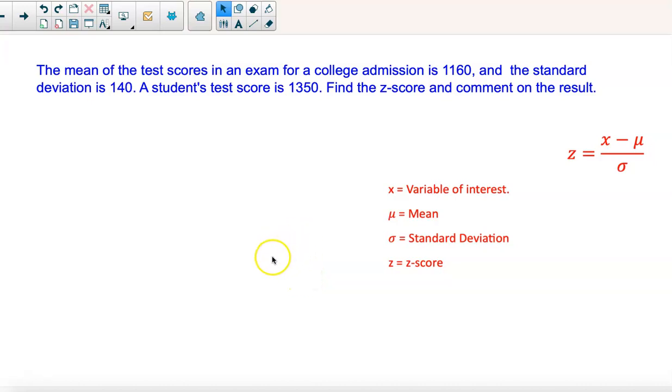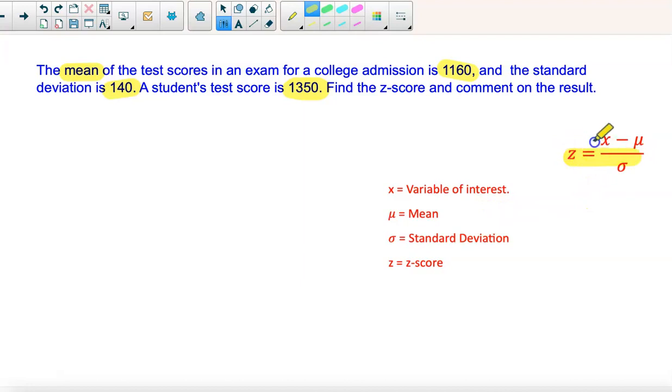So in this video, we are going to learn the process of finding the z-score and commenting on the nature of the variable here. The question says, the mean of the test scores in an exam for a college admission is 1160. The standard deviation is 140. So a student's test score is 1350. Find the z-score and comment on the result.